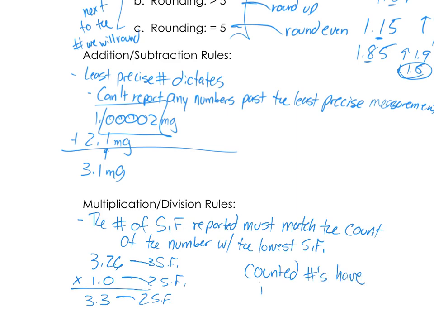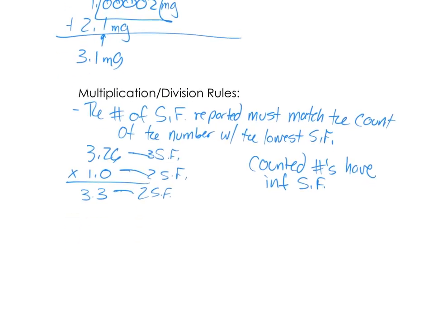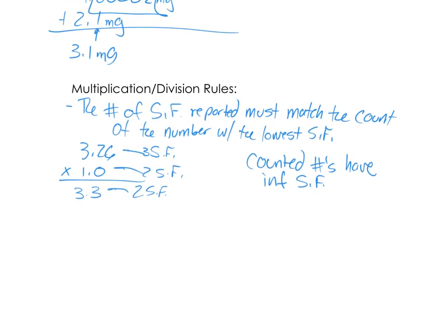Counted numbers have infinite sig figs. So in other words, if I have one apple, I know it's 1.0000000 apples. And then conversions. Let me put it like this: metric conversions are infinite sig figs.